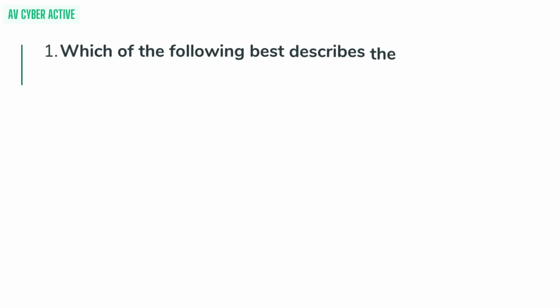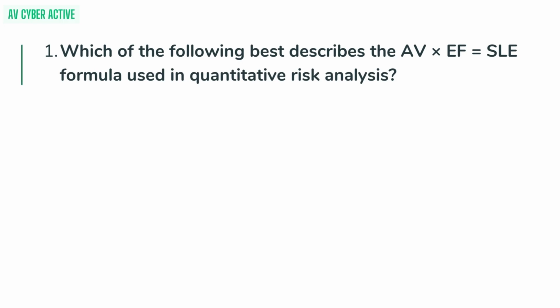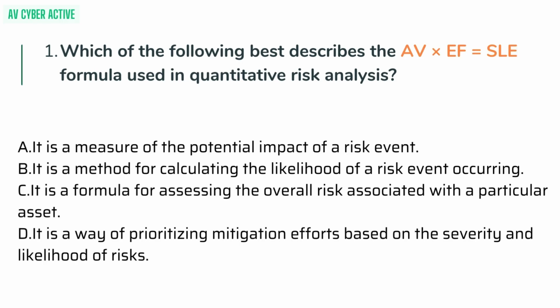1. Which of the following best describes the AV times EF equals SLE formula used in quantitative risk analysis? A. It is a measure of the potential impact of a risk event. B. It is a method for calculating the likelihood of a risk event occurring. C. It is a formula for assessing the overall risk associated with a particular asset. D. It is a way of prioritizing mitigation efforts based on the severity and likelihood of risks.